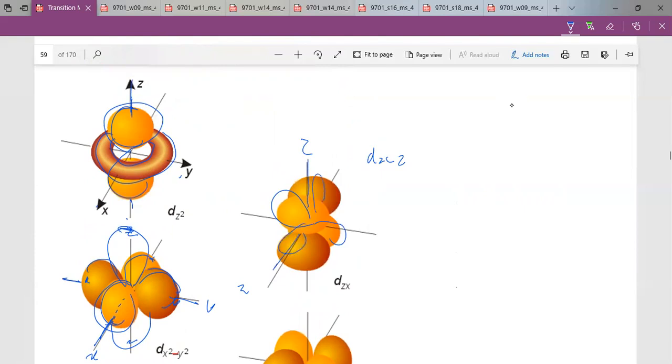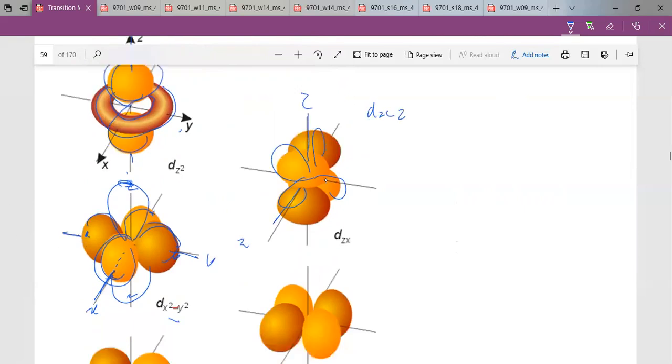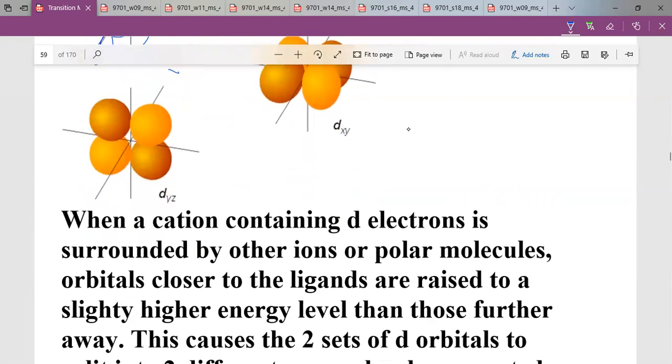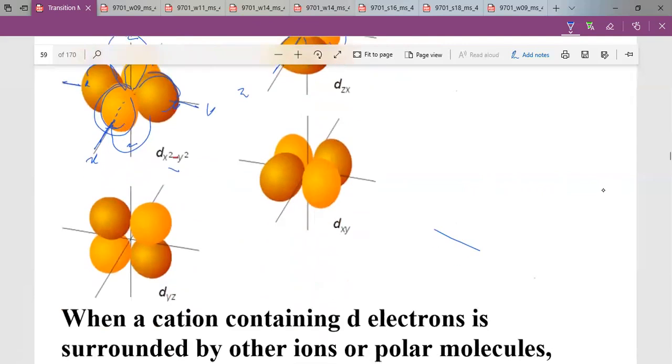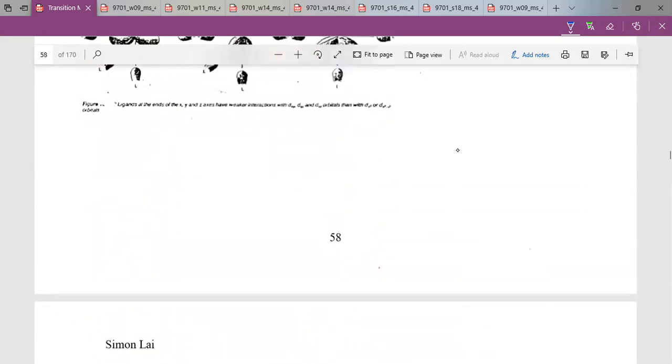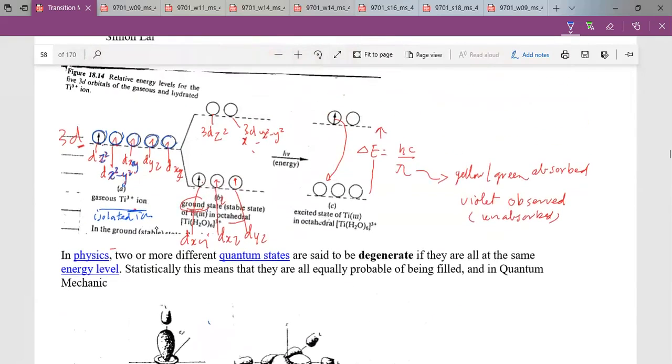There are 4 lobes of them also. And of course dyz is between the y and z axes, and dxy is between the x and y axes. Remember, when there are no ligands, all 5 of them are degenerate.